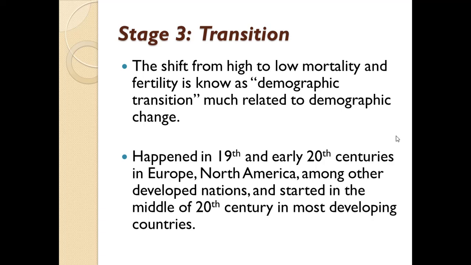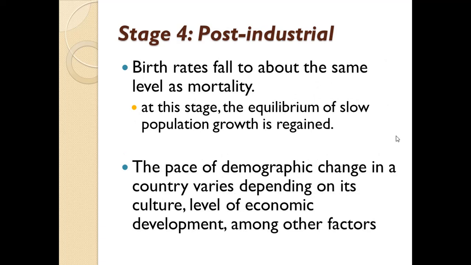According to the theory, this happened in the 19th and early 20th century in Europe, North America, and among other developed nations. It is believed that it just started in the middle of the 20th century for most developing countries, around the 50s and 60s, when such transition began, and people realized the importance of population control in terms of birth control and so on. So in the last stage, which is post-industrial, it is theorized that birth rates fall to about the same level as mortality, and at this stage the equilibrium of slow population growth is regained.